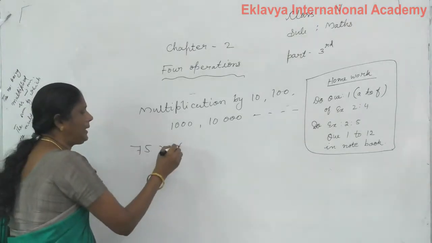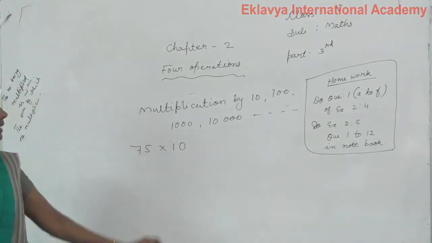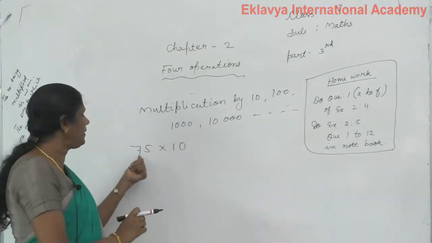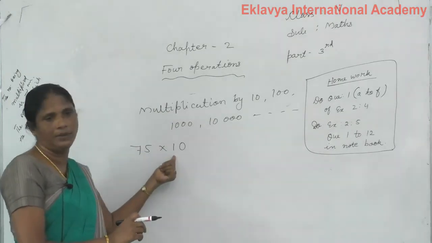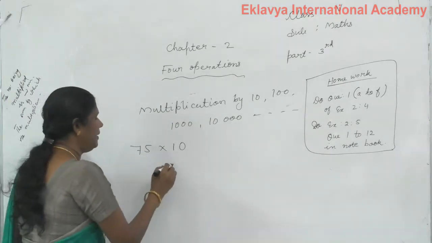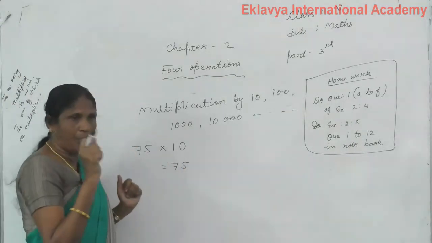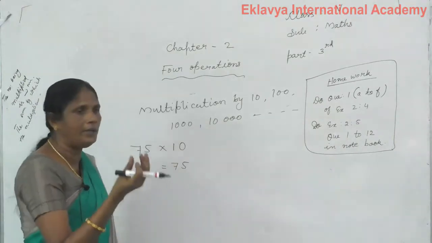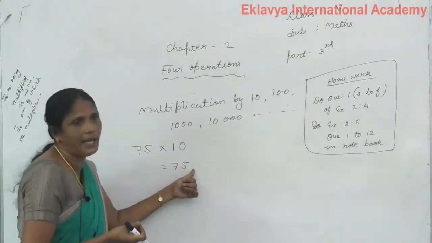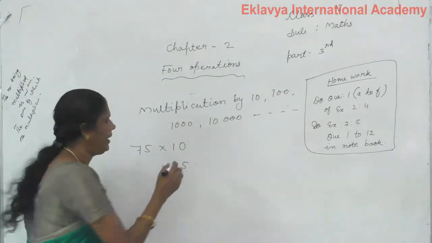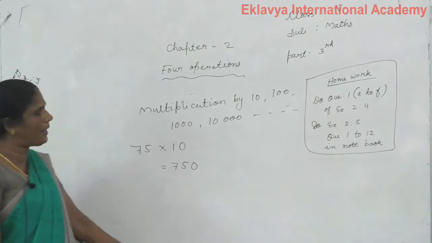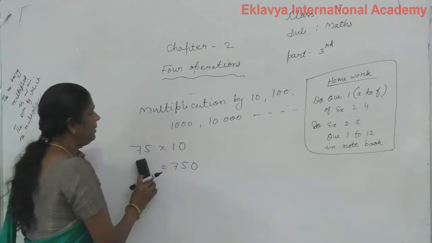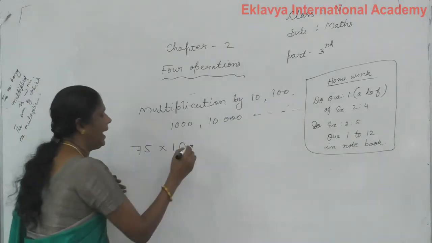75 multiply 10. Here we multiply by 10. First we write 75 multiply 1, 75. How many zeros in 10? One 0. We put 1 zero on the right hand side of the answer. What is our answer? 750.